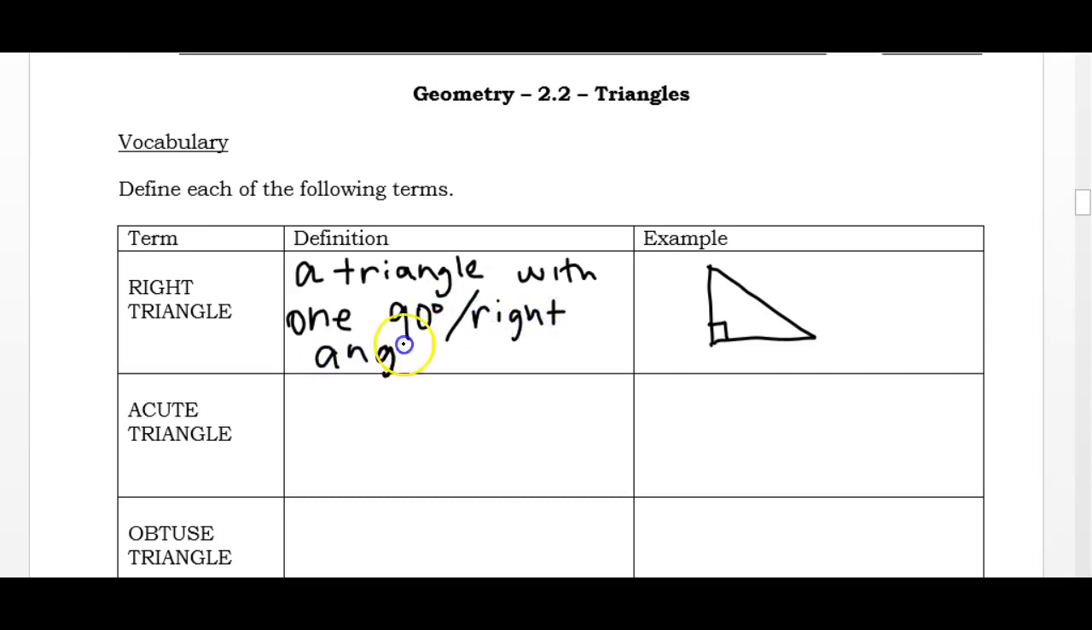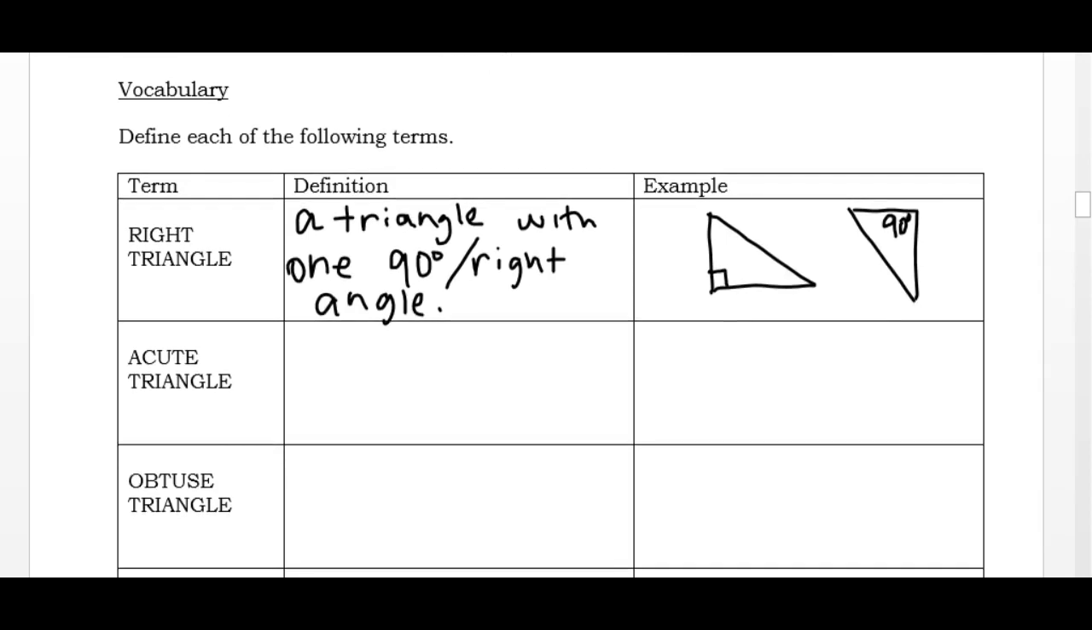And we can represent that either with the square in the corner or by putting the number 90 in the corner. But that'd be a different way to represent a right triangle. The next word is acute triangle. We've already defined the word acute. We know that the word acute means an angle less than 90. An acute triangle is a triangle with 3 acute angles.